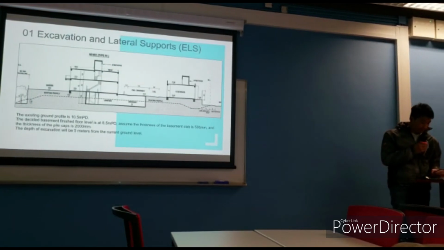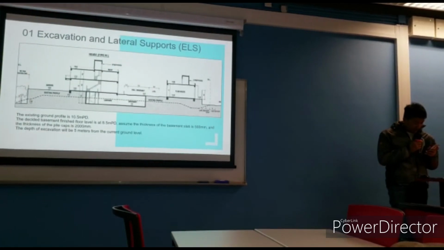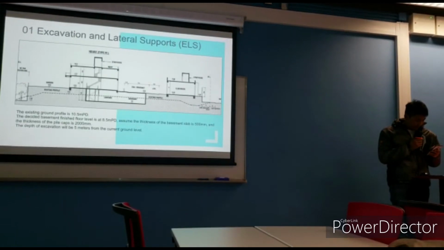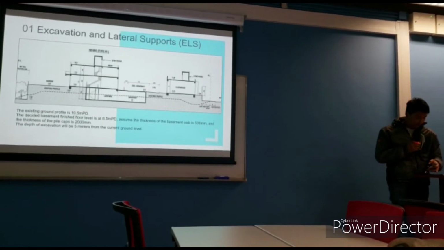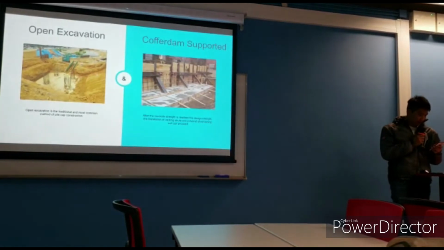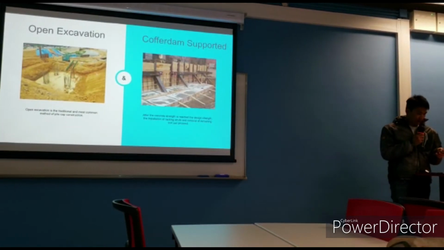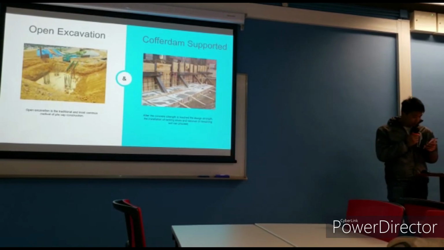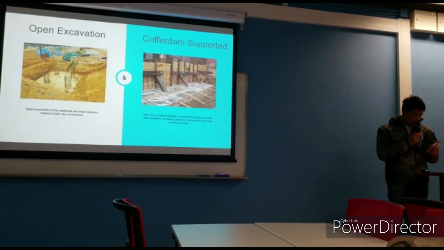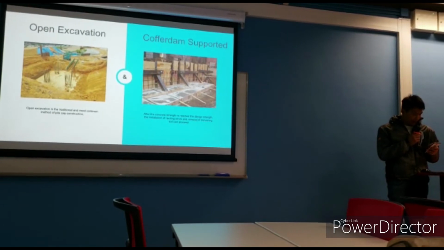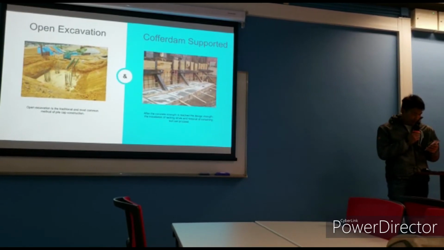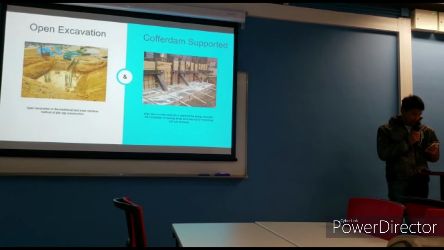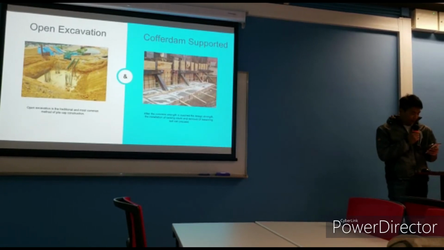Here is the section for our project, and the depth of excavation will be 5 meters deep from the current ground level. And we will choose to use open excavation and lateral support with the racking structure. The open excavation is the traditional and most common method of pile cap construction. Open excavation is like excavating down to the expected level and exposing the pile, and using reinforcement steel bar and concrete to cast a pile cap.